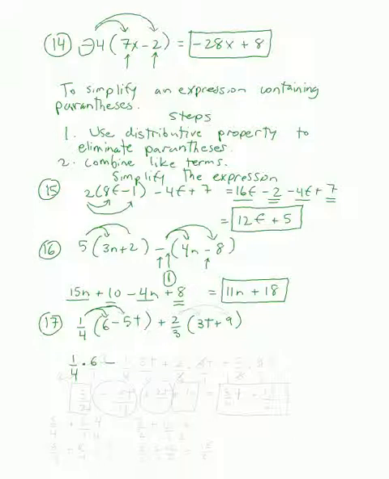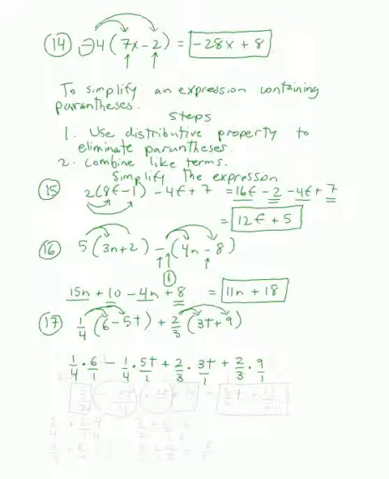Minus 1/4 times negative 5t. So I'm just going to write 1/4 times 5t. And then plus 2/3 times 3t, and then plus 2/3 times 9. Now because I'm multiplying fractions, I'm going to put the second whole numbers over 1 in each case.